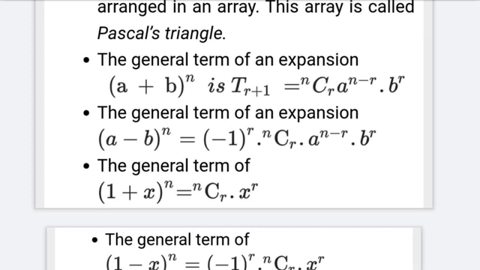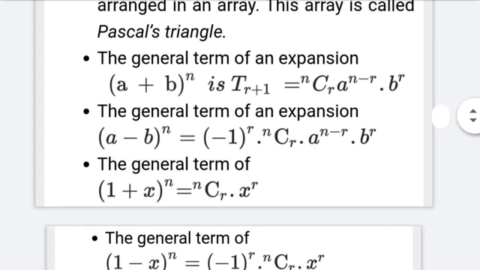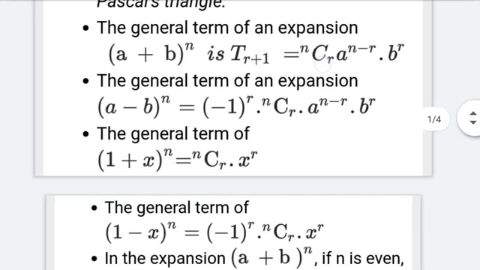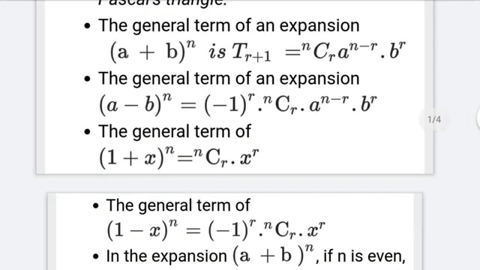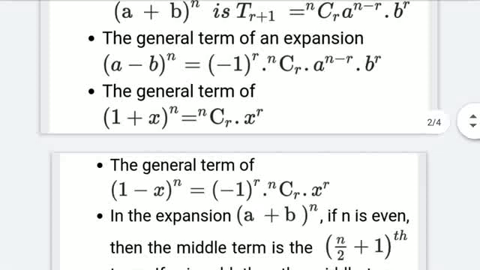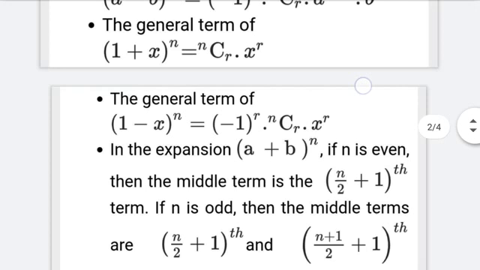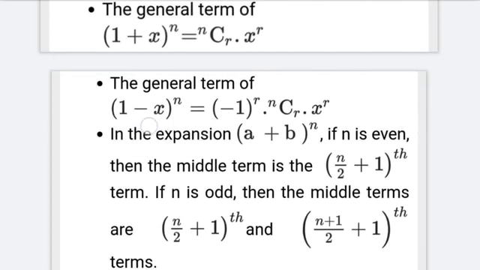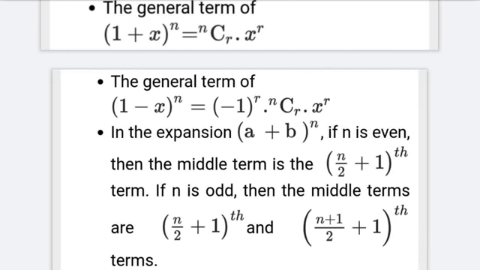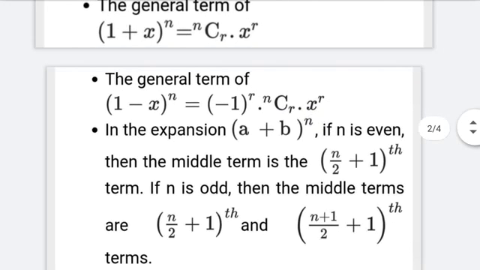Now, the general term of the expansion (a - b)^n, when the subtraction of two terms is there, has a similar formula, but only (-1)^r is multiplied with it. That is (-1)^r nCr a^(n-r) b^r. Right. Now, the general term of (1 + x)^n is nCr x^r. Similarly, for (1 - x)^n it is (-1)^r nCr x^r.